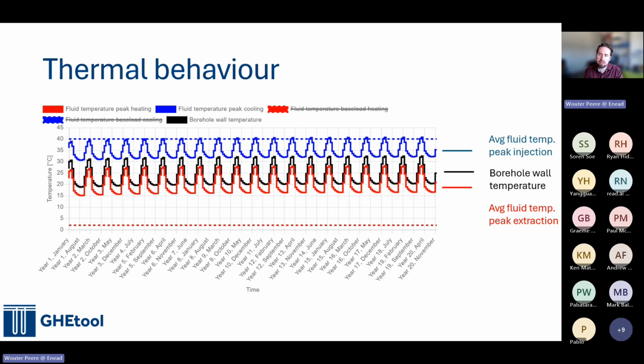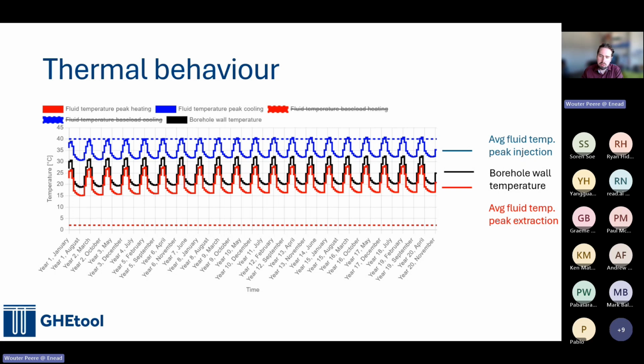So if we're cooling our building, we're injecting heat into the ground. So we pump a fluid with a temperature which is higher than the ground and the borehole wall into the ground. And with heating, it's the other way around. There we pump a fluid which is colder than the ground into the borefield in order to extract the heat. And we want to stay between these dotted lines. So in case we cross them, we need to drill extra in order to make sure that we stay within these limits.